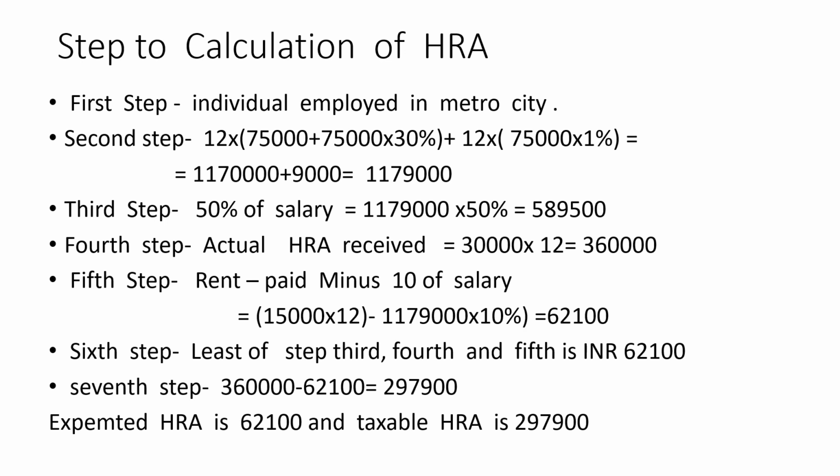In the seventh step, the total HRA he received is 3,60,000 and the exempted HRA is 62,100. So he will be under a tax liability of Indian rupees 2,97,900 for the HRA. So the exempted HRA is 62,100 and the taxable HRA is 2,97,900. So this is a small lecture for HRA, and I hope you understand the HRA calculation.